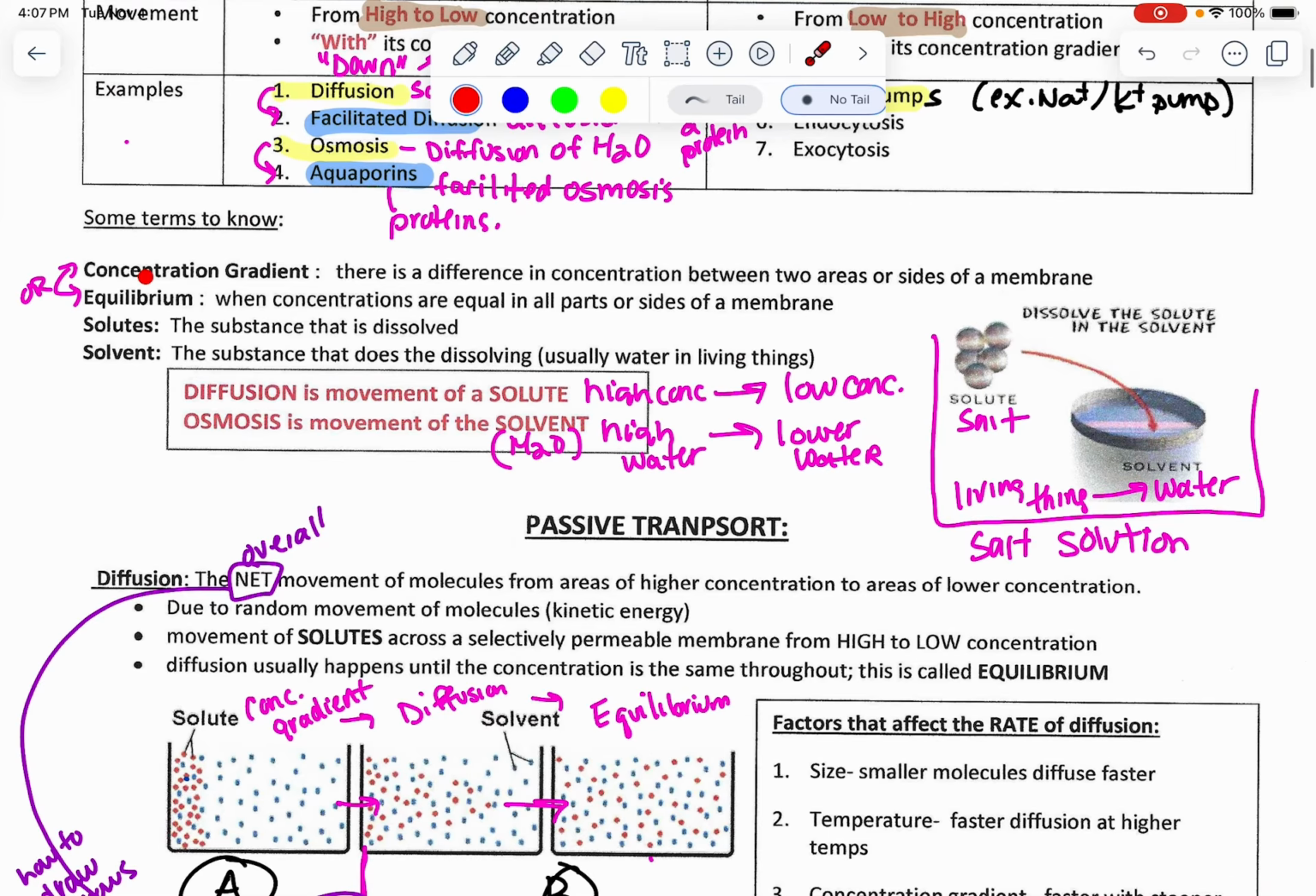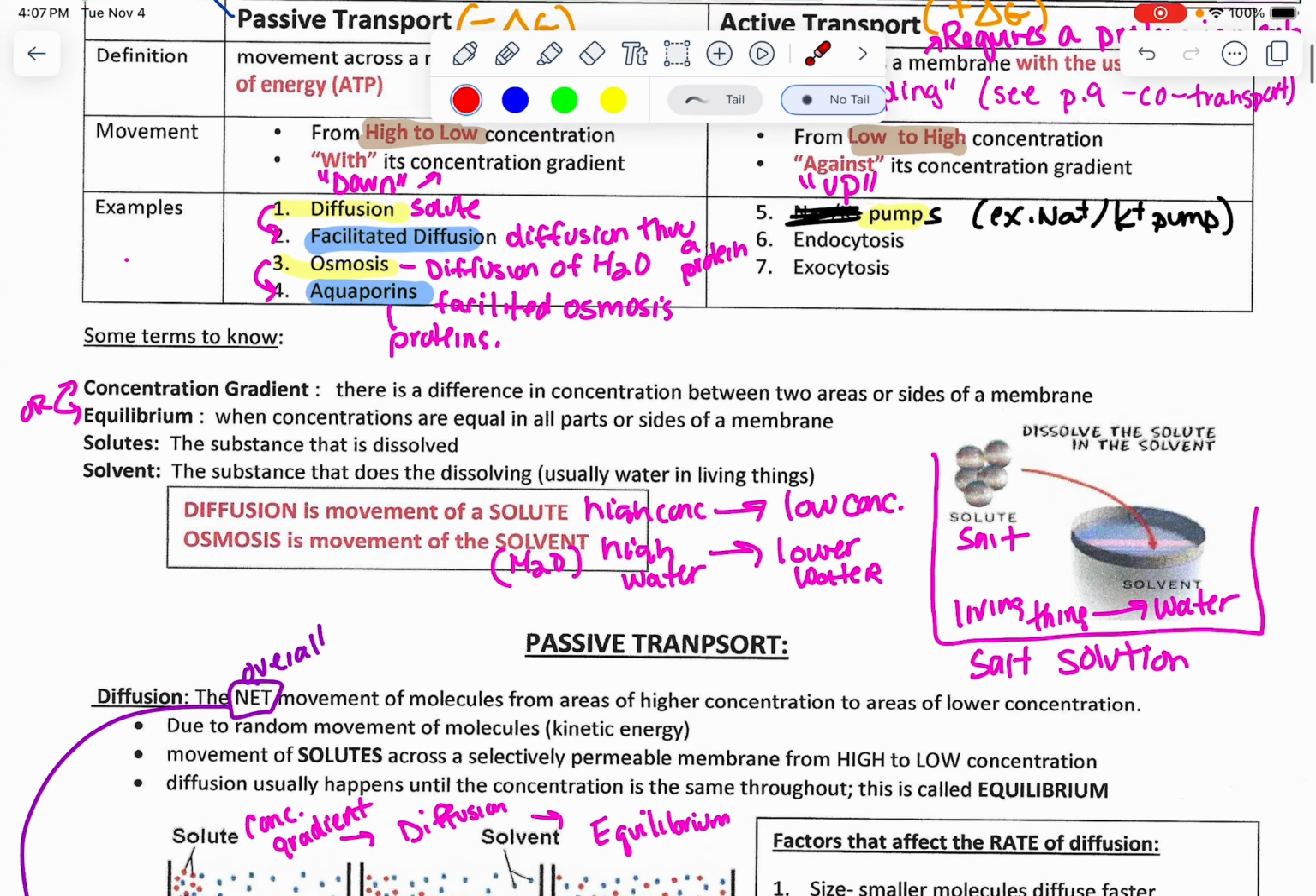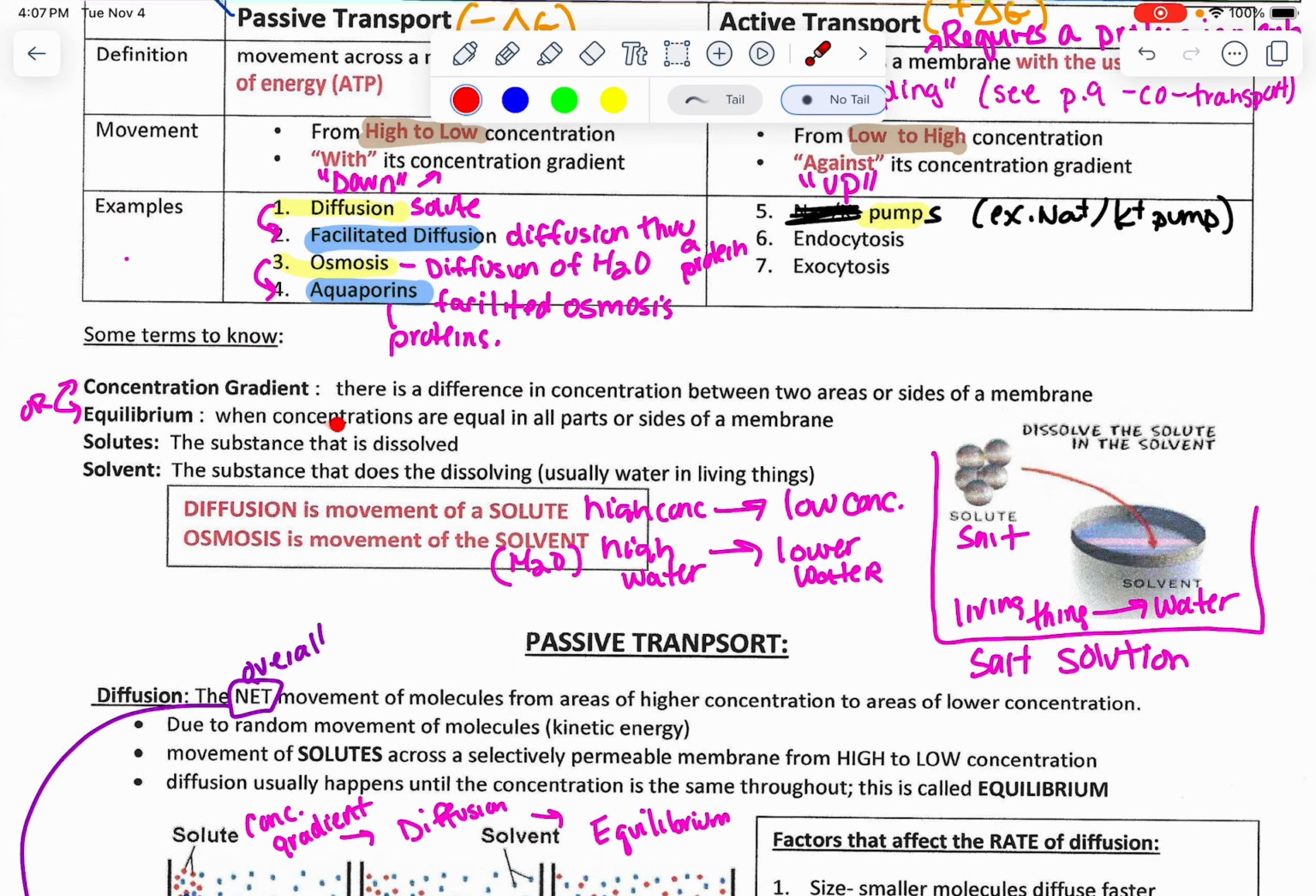Just some terms to know: a concentration gradient means there's a difference in concentrations. So up here, when I talk about moving with its gradient or against its gradient, that means there's a difference. If the concentrations are the same on both sides or in all areas, there's no gradient. So there's going to be no movement overall of molecules. Equilibrium is the term we use when concentrations are equal everywhere. So you either have one or the other. There's either a difference in concentration or there's not. Okay.